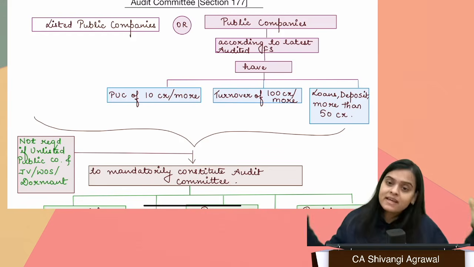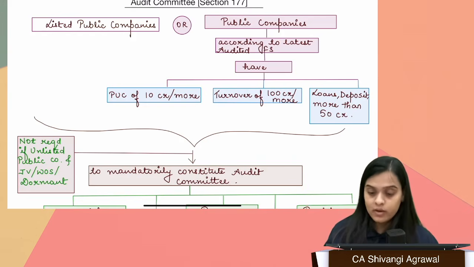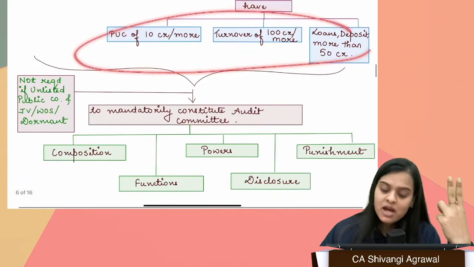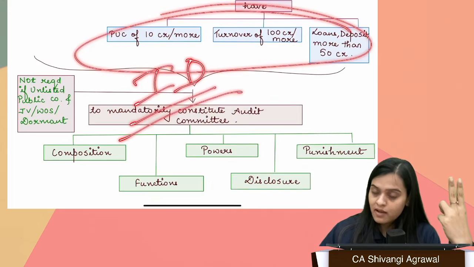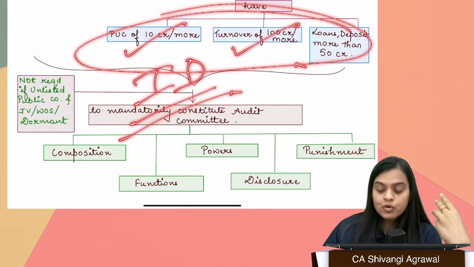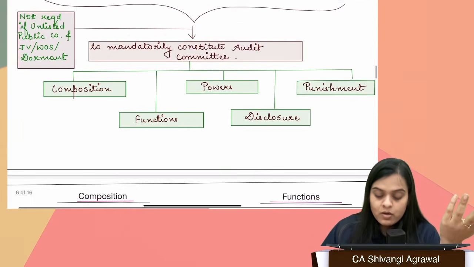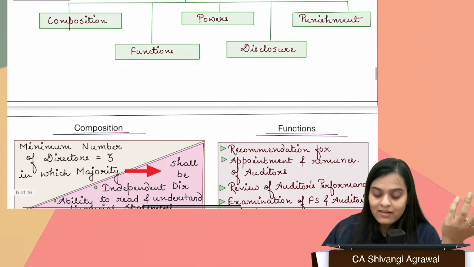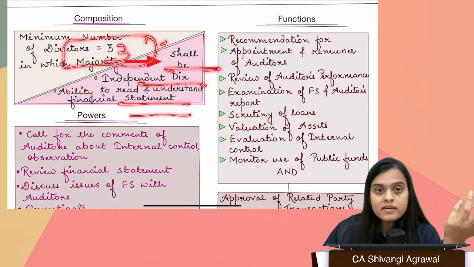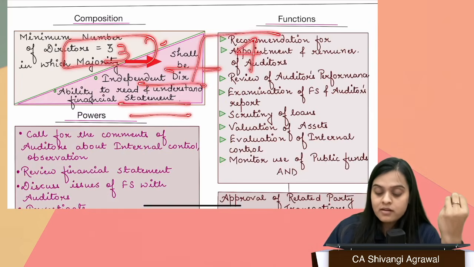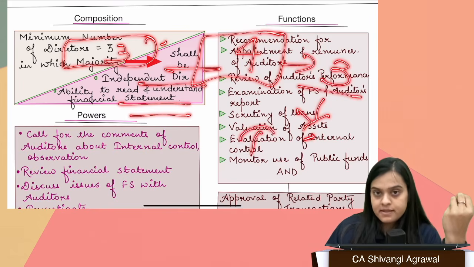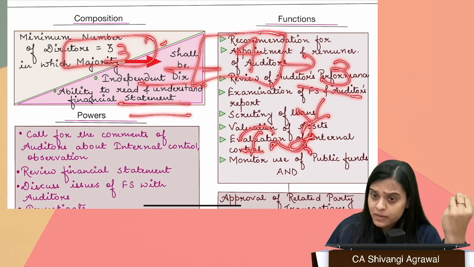So only big companies are required to constitute an audit committee. What are those big companies? All the listed public companies and the same companies which are required to appoint independent directors, like paid up capital of 10 crores or more, turnover of 100 crores or more, or loans more than 50 crore. So you will constitute an audit committee which will have at least 3 directors, out of which the majority has to be independent. So if there are 4 directors in an audit committee, 3 are going to be independent.